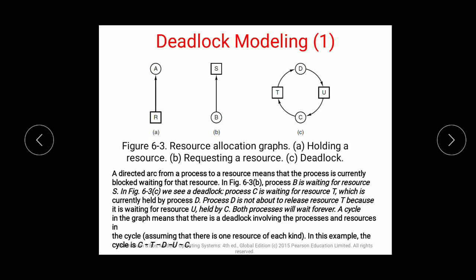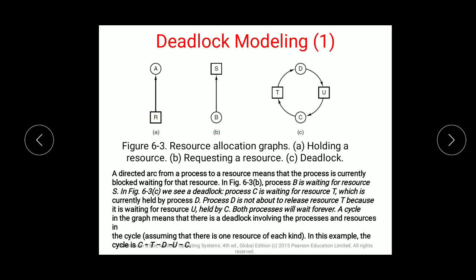We see deadlock: process C is waiting for resource T, but D has not released some resources which T requires. That is the reason T is also waiting, C is also waiting, and because of that U is also waiting, since they have not completed their tasks held by C. Both processes will wait forever. Until D releases, all these processes will wait, so a deadlock condition will occur.